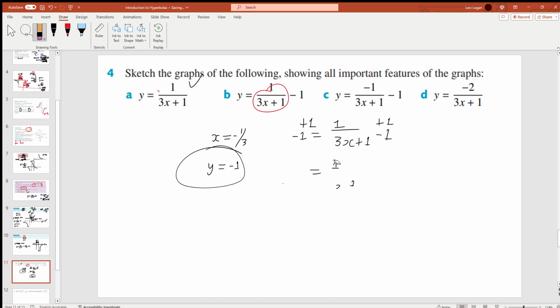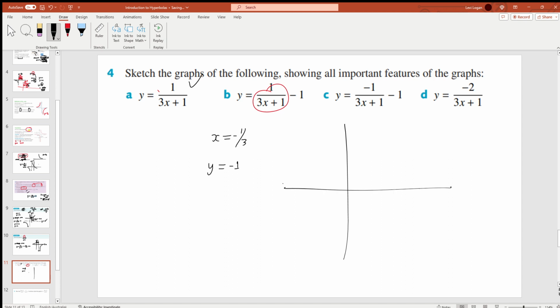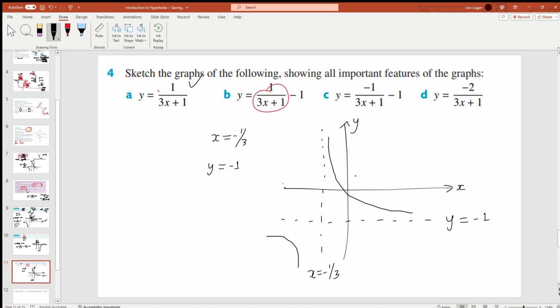So rub that out. And pretty much we've got to draw a set of axes again. I can't believe I rubbed that out. So axes, x and y. Draw in your asymptotes. So x is equal to minus a third and y equals -1. So it's been shifted down now. We can see it's still positive, so it's going to look like this. Now I don't know if it has 2 points or goes straight through the origin, but we can work that out.